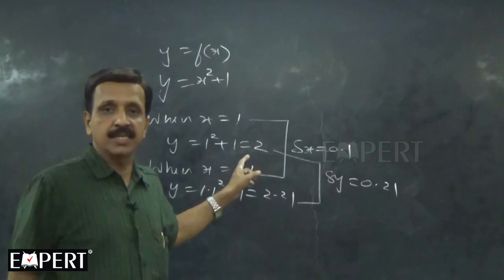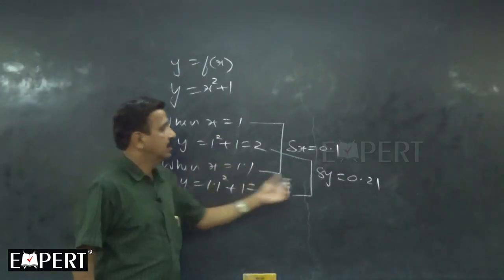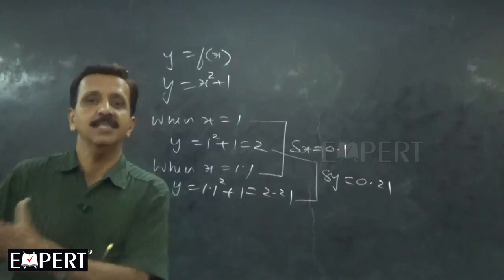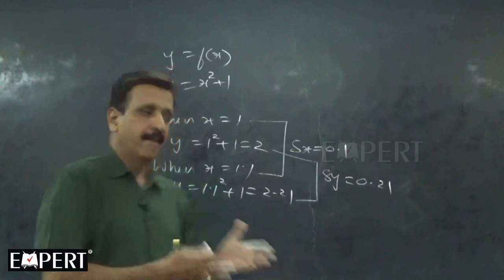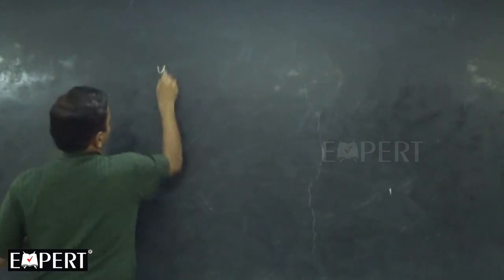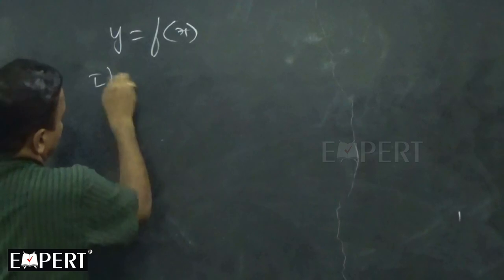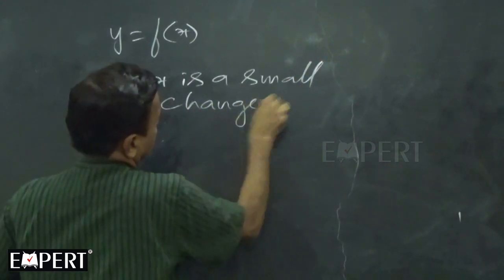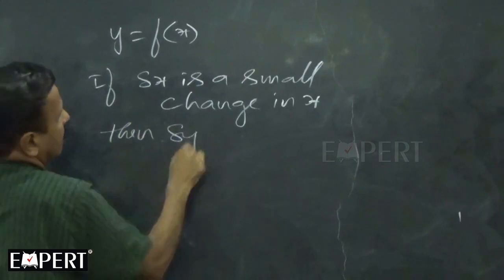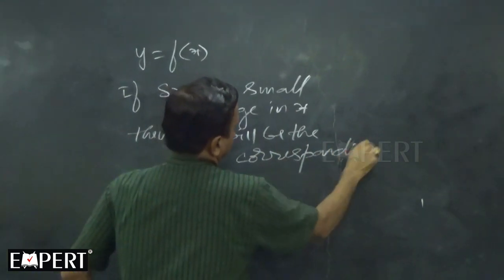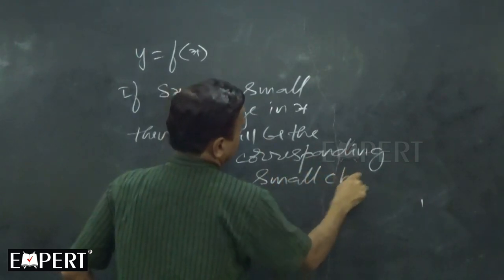Definitely, y changes because of change in x. The change in y is also very small because change in x is also very small. Y depends upon x. If there is a small change in x, then there will be a corresponding small change in y. Having understood this, we will analyze in general. Say, for example, you consider y is equal to f of x. Just now I have taken the example. If delta x is a small change in x, then delta y will be the corresponding small change in y.